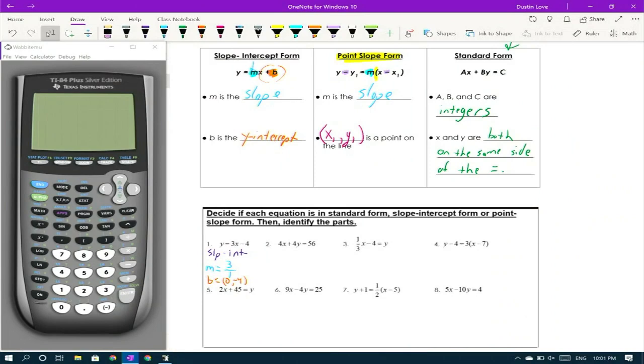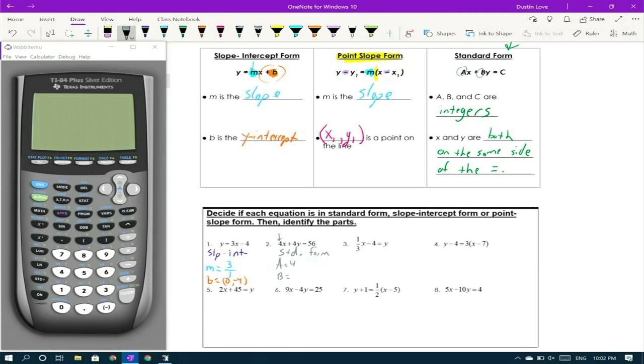Now, number 2, I'm looking at this and I see that x and y are both on the same side of the equal mark, which tells me that it is standard form. The abbreviation for standard is STD. So standard form. And now we're just going to identify a, b, and c. Now you'll notice over here, a is the number in front of x. So a is just 4. I'm seeing that here.